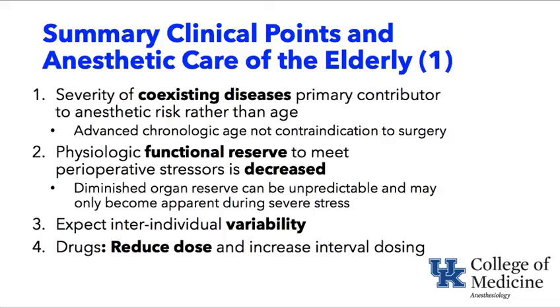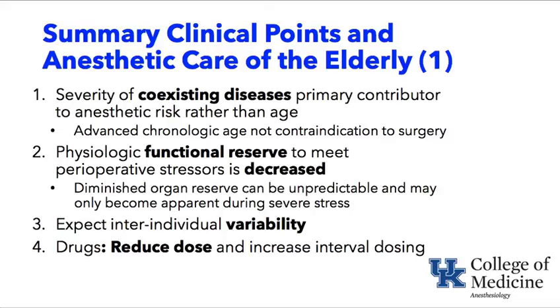Number 2, remember that there is physiologic decline in organs of the body, and mainly it's the functional reserve to meet perioperative stressors that is the real problem. They can't crank up the cardiac output. They can't crank up the minute ventilation like a younger patient when stressed. So organ reserve can be unpredictable and may only become apparent during severe stress, and you realize, boy, that wasn't that great of a stress, and they could not meet it.